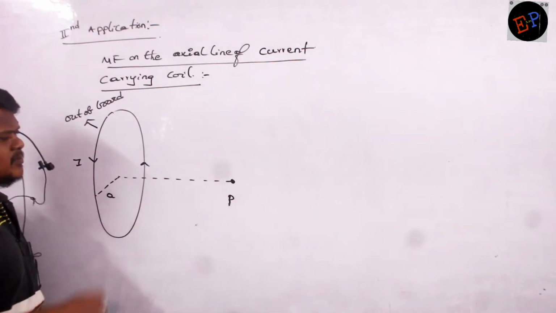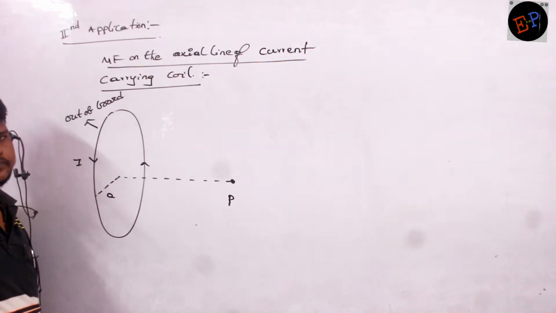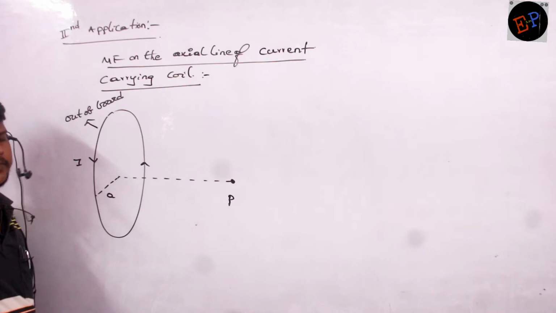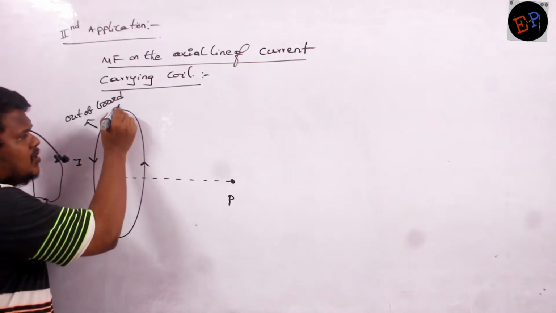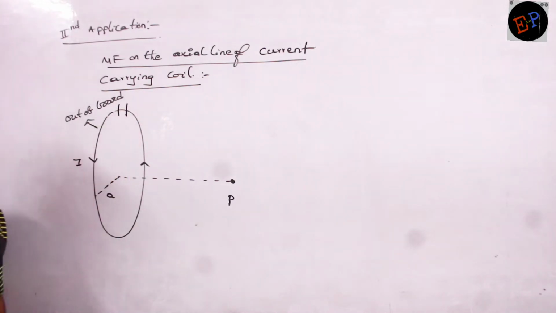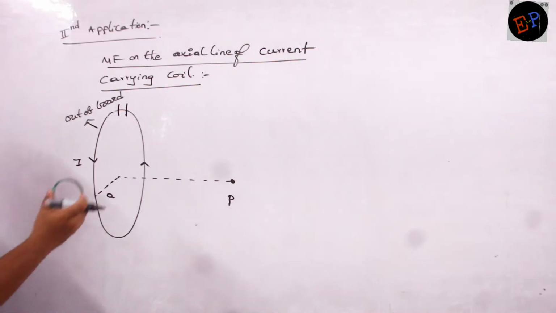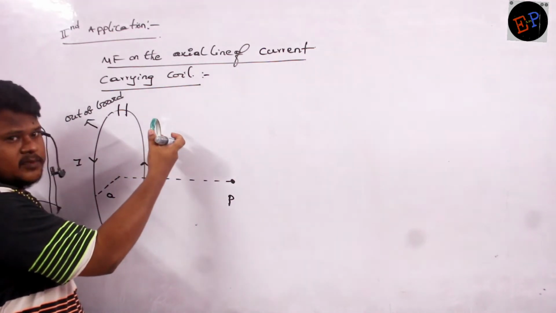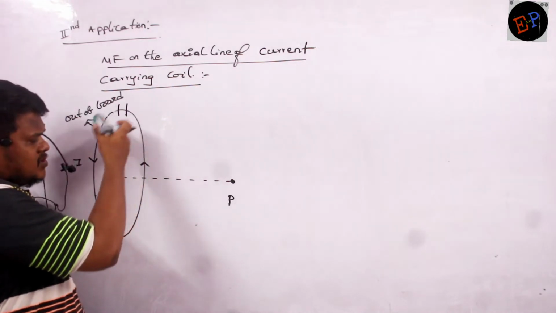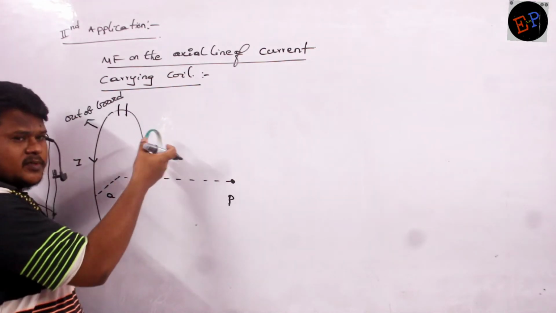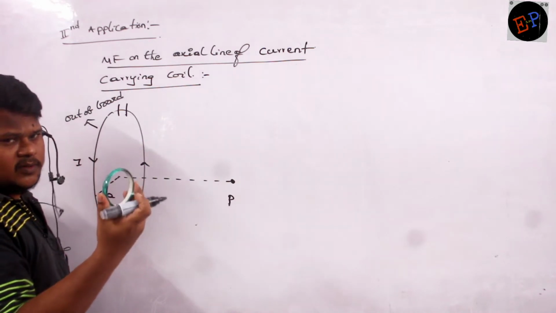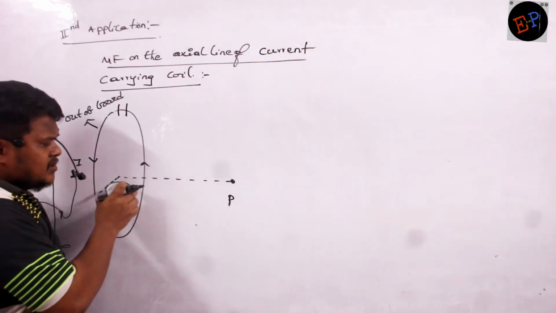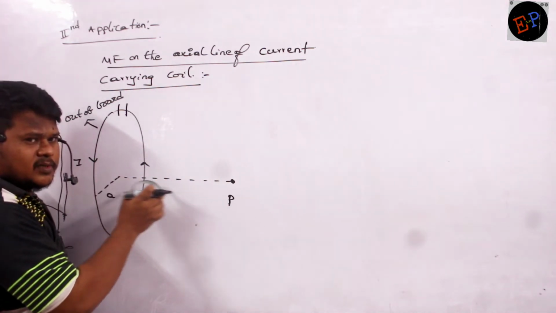Again, what is the procedure? First you take a current element. This is the small current element. And here you remember, the coil is like this. The coil is not like this, the coil is like this. This current carrying coil, half of the coil is inside the board, half of the coil is out of the board. Are you able to understand? And this axis is present on the board itself.